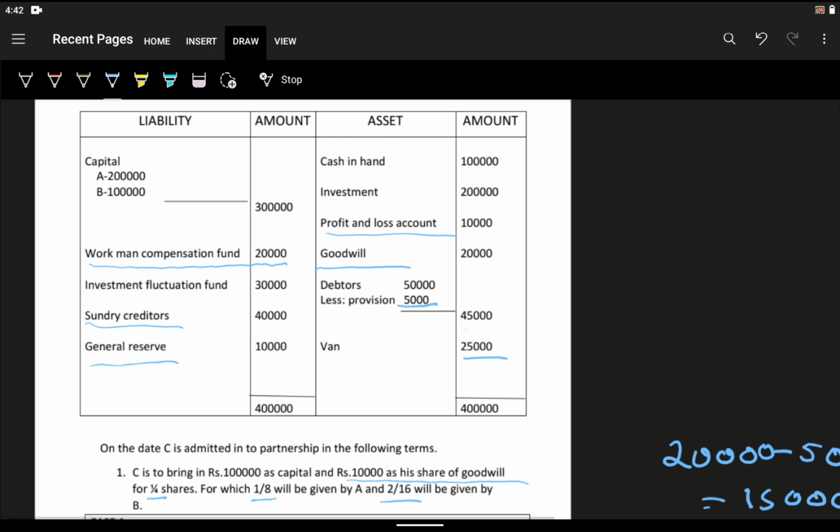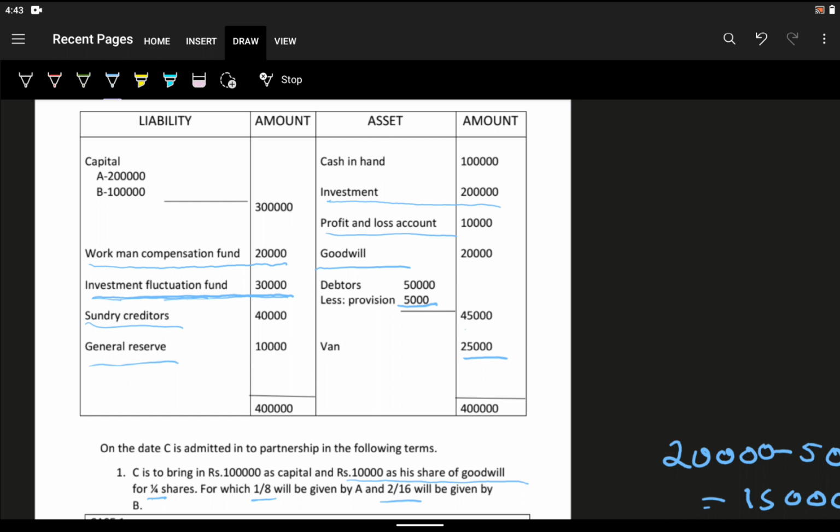There is an investment in the balance sheet, and you can see here there is also an investment fluctuation fund in the balance sheet. So first let me discuss what investment fluctuation fund and investment are.